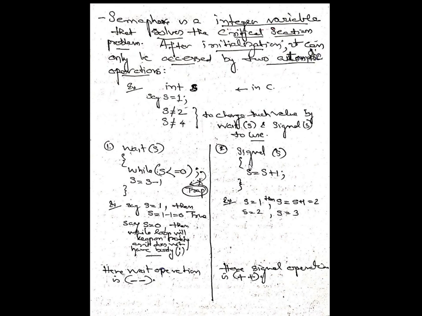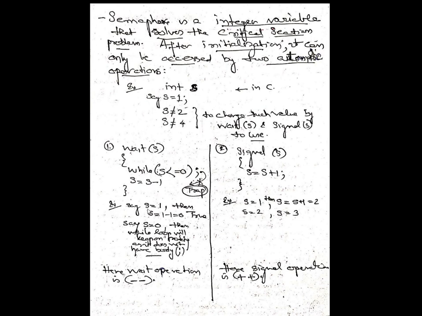On the other hand, in the signal case, if S signal of S is given, S is equal to S plus 1. That means whatever S is here, the same S will be used to find these while loop conditions, and thereby will determine this S. And this S value will be used here. That is what I mean to say.